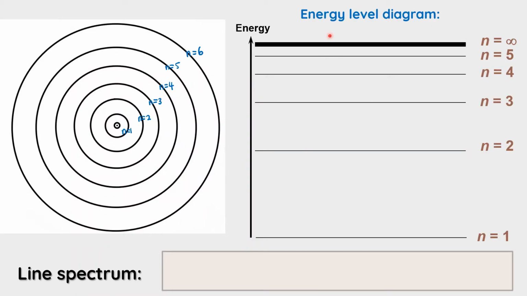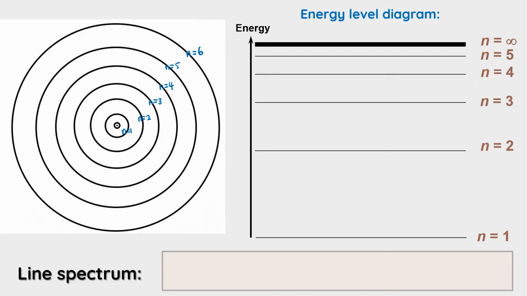Now, you are going to learn how to draw an energy level diagram and line spectrum from the emission process. In the energy level diagram, you have to label the y-axis as energy and the x-axis as the principal quantum number, labeled as n=1, n=2, 3, 4, 5 and infinity. Also, the gap between these energy levels decreases as the energy increases. The energy gap here is getting smaller as the energy increases.